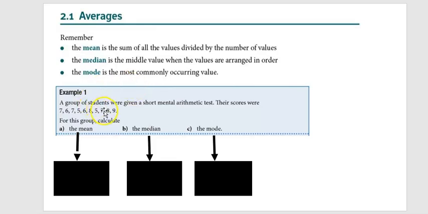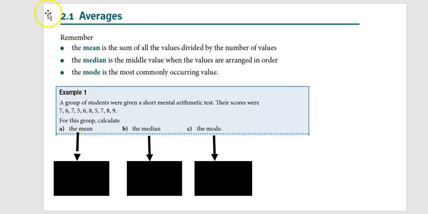So let's look at the first example. A group of students were given a short mental arithmetic test. Their scores were 7, 6, 7, 5, 6, 8, 5, 7, 8, 9. For this group, calculate the mean, the median, and the mode.